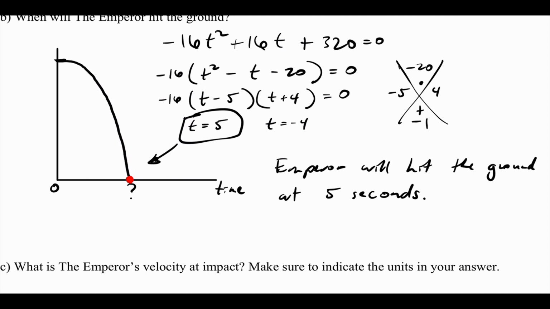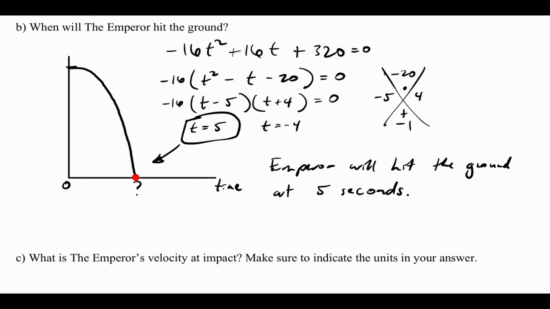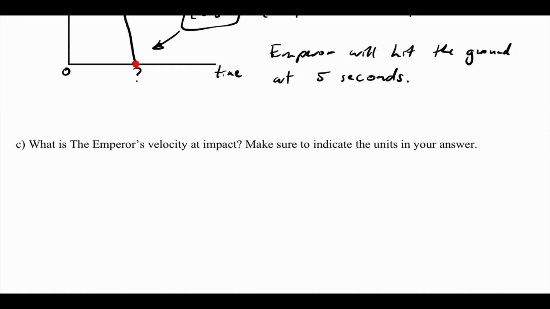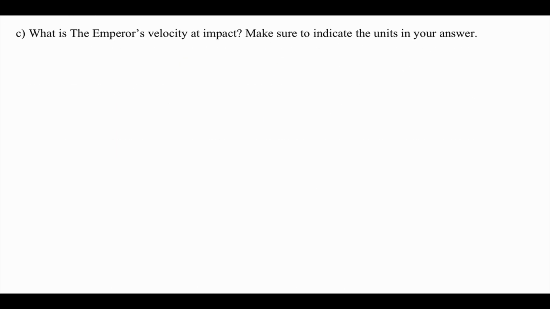That's just the equation I'm using. That's just the gravity equation. So if you want to know anything about anything falling, that's the equation you use, right? If you throw a ball into the air and it comes back down, that's gravity. Gravity brings it down. So that's where they got the equation. Okay. So now, what is the Emperor's velocity at impact?